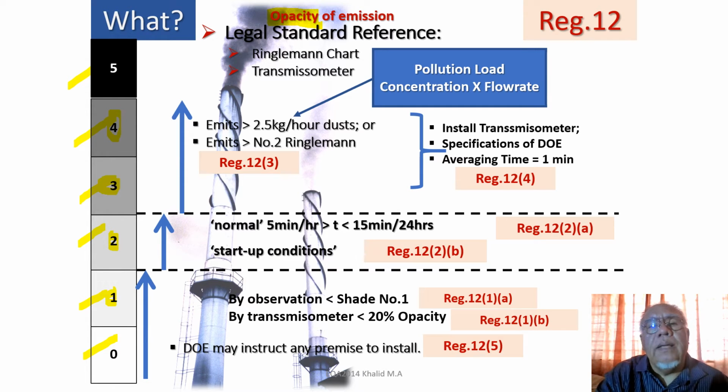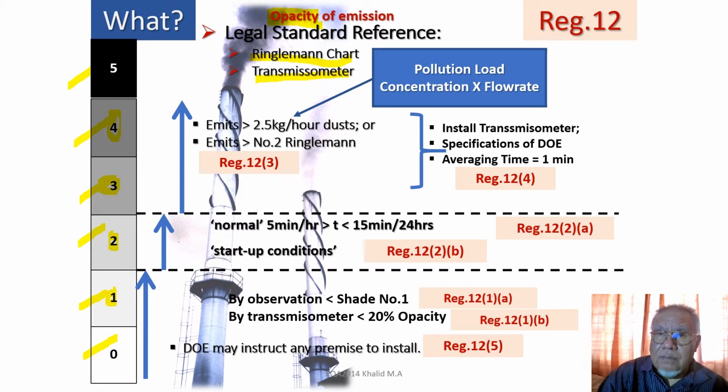So we have seen that is on Ringelmann chart. Now we'll come to transmissometer. Transmissometer, this is really not English word. We have done, I did 2 semesters of instrumental analysis. I'm quite used to atomic absorption spectrophotometer, GCMS, but I have not seen transmissometer.